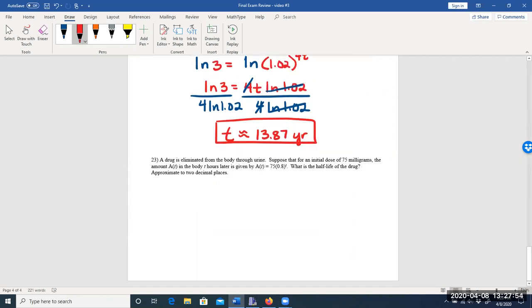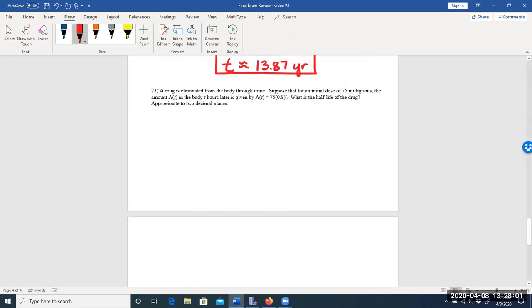All right, last problem here, and then you're fully prepared for the final exam, right? So this one, we're given this formula, A of t equals 75 times the quantity 0.8 to the t power. And we want to calculate the half-life. This A of t, it's not A times t, it's like an f of x. So it's only one variable.